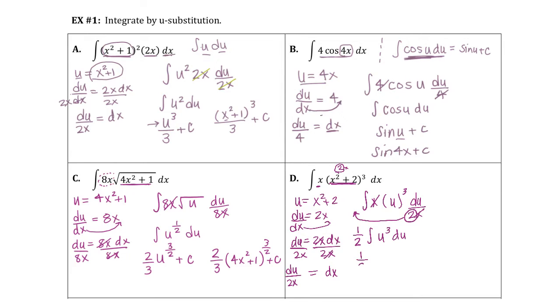So if we continue on with our integration, we're going to have u to the 4th over 4 plus c. And then that's really going to condense to be u to the 4th over 8 plus c. But then we're going to go back and sub in our u value, which was x squared plus 2, raised to the 4th all over 8, and then plus c.